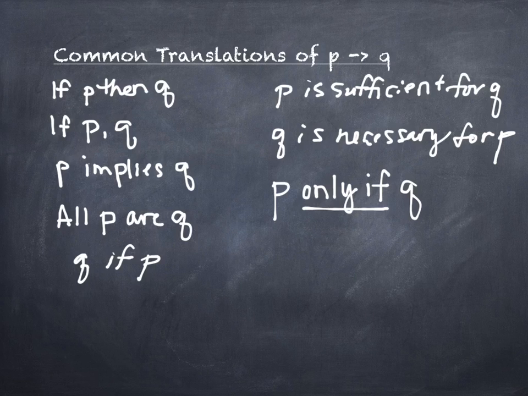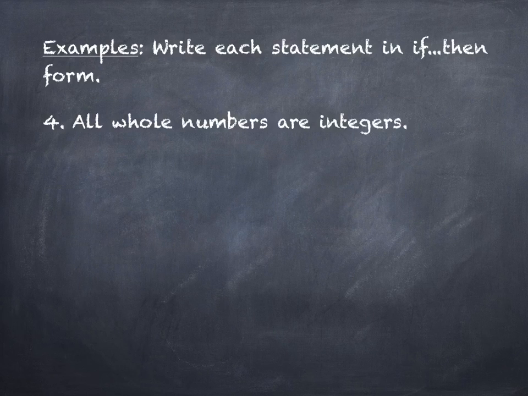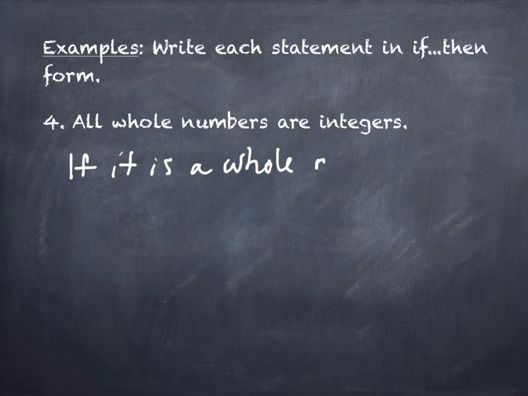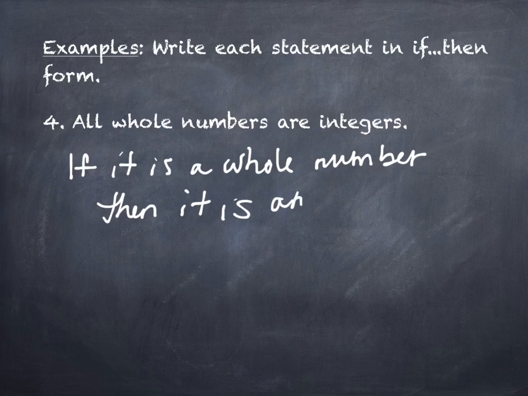All right, so we're going to write the following statements in if-then form. The first one is one you have seen one like it before. This one says all whole numbers are integers, which is a true statement, by the way. So how can I write this in if-then form? Awesome. And that's just the way we've been looking at the milk and calcium problem, right? Yeah. So if it is a whole number, then it is an integer.